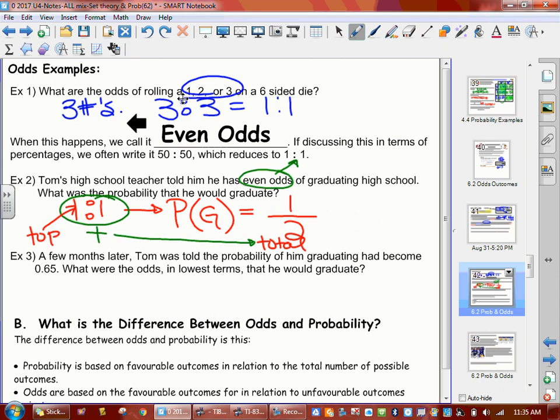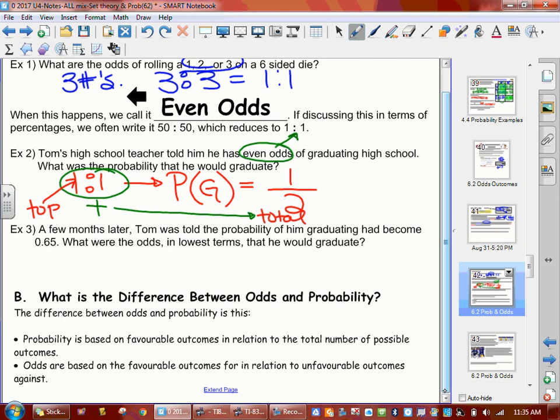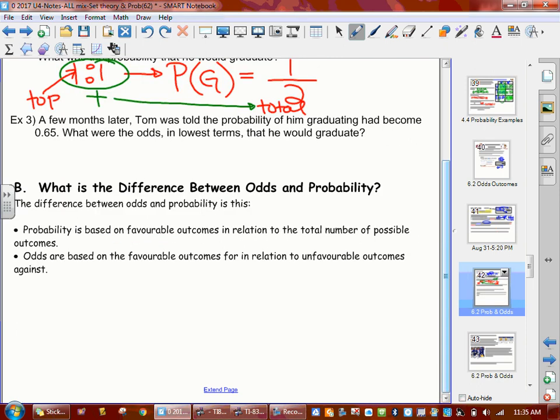So, the second part to this question says, a little bit later, he's been working harder. Now it says his chance of graduating has gone up to 0.65. Woohoo! So his probability of graduating is 0.65. So that's 65 over 100. And we need to make that go into lowest terms.